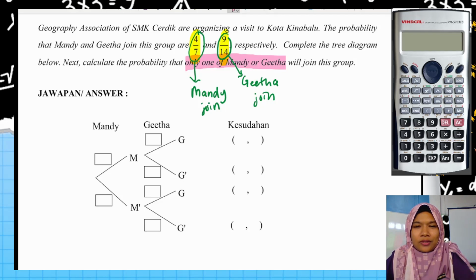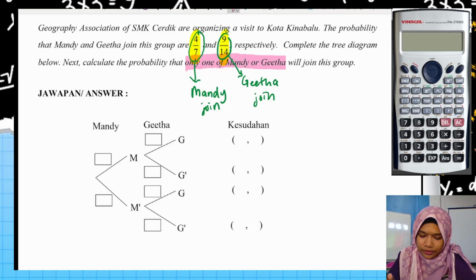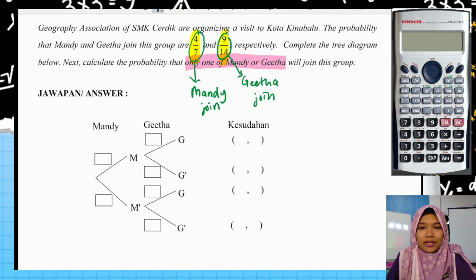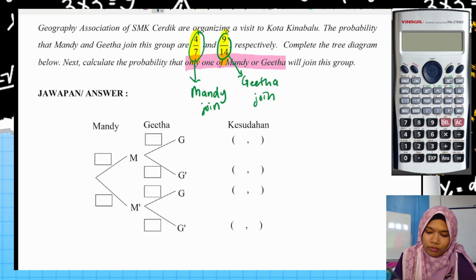Right. Cuba completekan dulu this tree diagram. Cuba completekan dulu the tree diagram. Okay. Macam mana nak completekan? Macam mana nak completekan? Okay. Alahai, ini senang saja. Okay. So Mandy join is, okay, M is for Mandy join. M complement, M apostrophe itu means that Mandy not join. So Mandy join is 4 over 7.